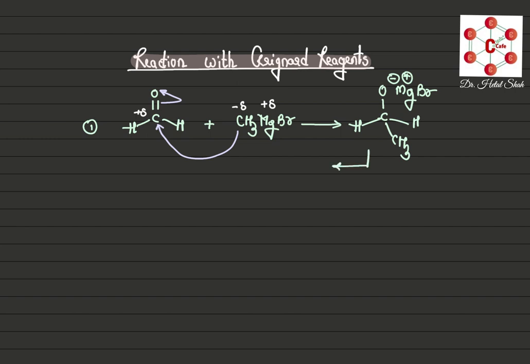And now when you put H plus here, you will have H, C, OH, CH3 and H. What do you get? You get CH3, CH2, OH. Clear? So this CH3, CH2, OH, if you look at this CH3 and then CH2, OH, pay attention.